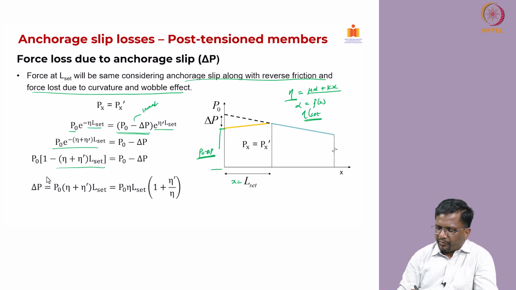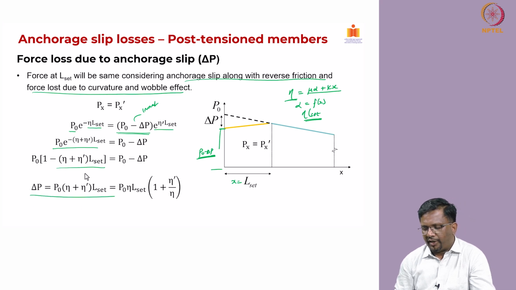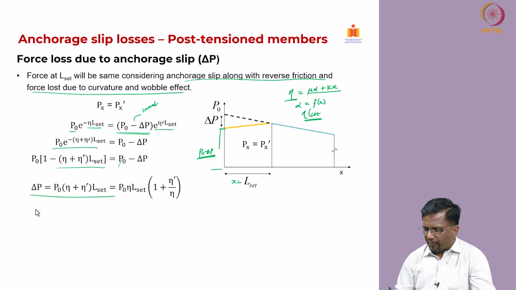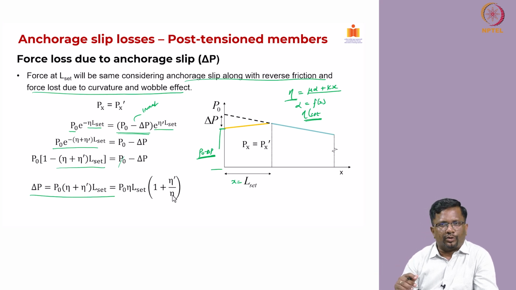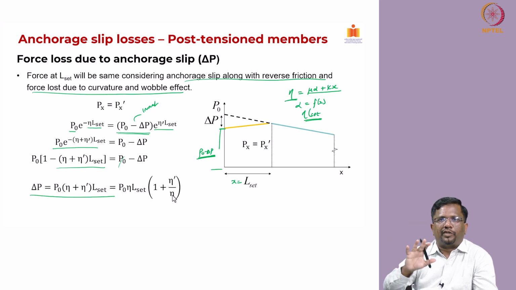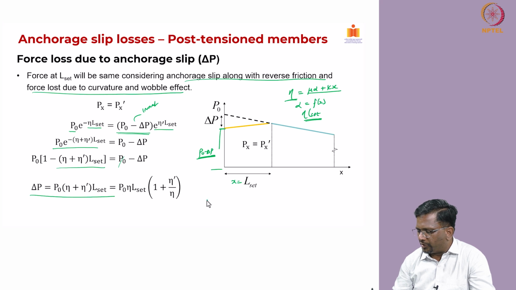Now, when you simplify this, I can find delta P as P naught into eta plus eta prime into L set. When you do that, P naught and P naught will get cancelled and then you can find an expression for delta P like this. Now, delta P can be expressed as P naught into eta into L set into 1 plus eta prime by eta. Now, let us assume that the friction coefficient for the overall friction loss and the reverse friction is one and the same. So, that means I am going to say that eta prime is equal to eta.